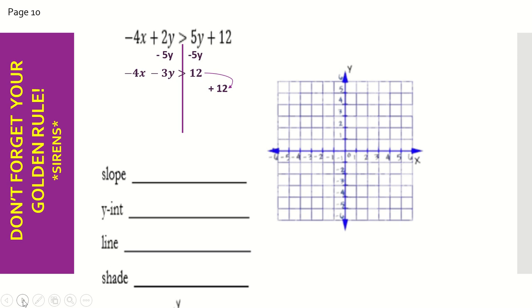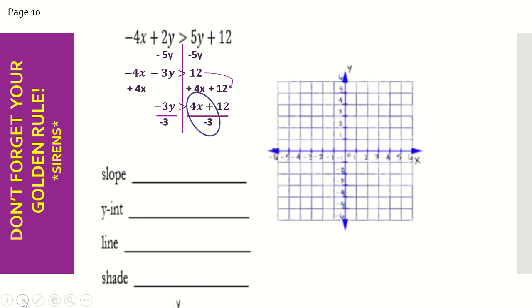I'm going to move on to the next step. I'm going to space out my constant, the positive 12. I will then move my x term by adding the 4x to the right. Then my last step, I notice I have a negative 3 being multiplied by y, so I divide both sides by negative 3. Sirens are going off in our head. We divided by a negative, so we have to flip our inequality sign.